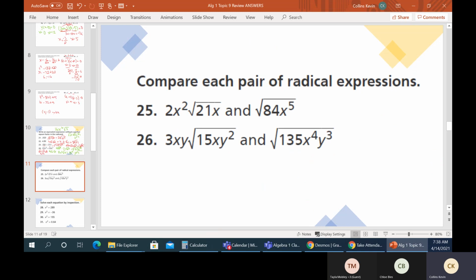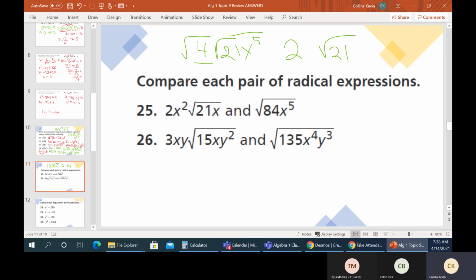So it says compare each one of these guys. All right. So I think we did one with the square root of 84 already. So that is the square root of 4 times the square root of 21. And then we've got x to the 5th. Okay. So we know the square root of 4 is just 2. Right? And we've got the square root of 21.